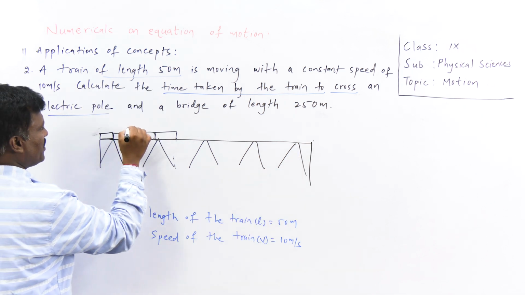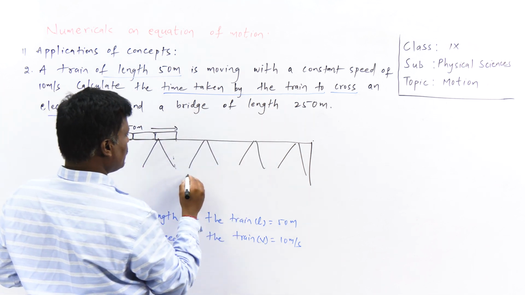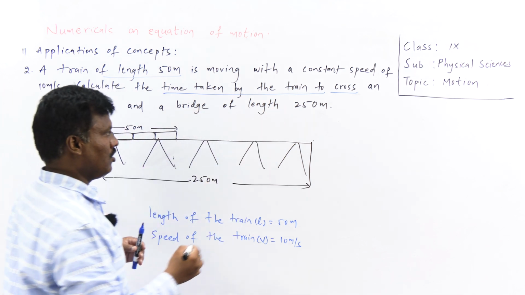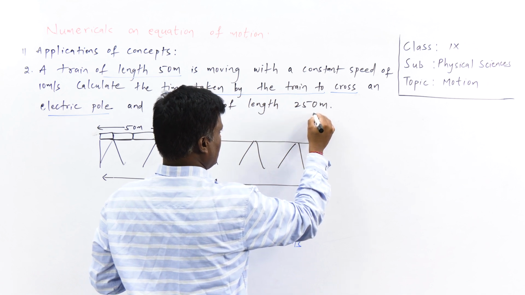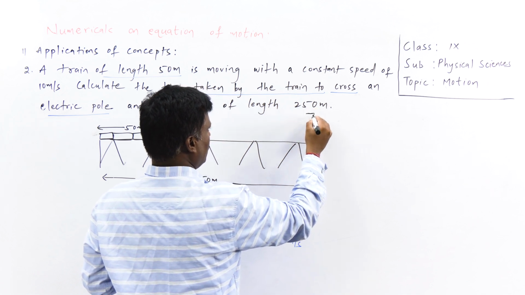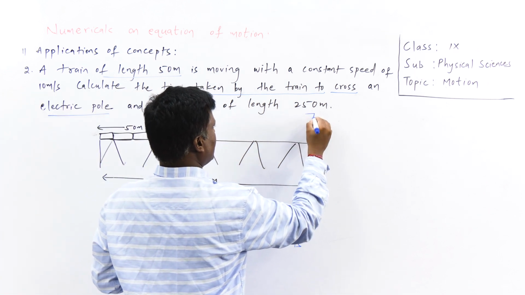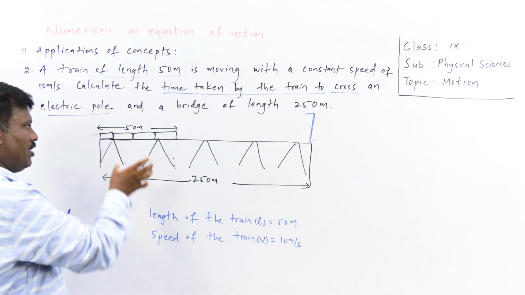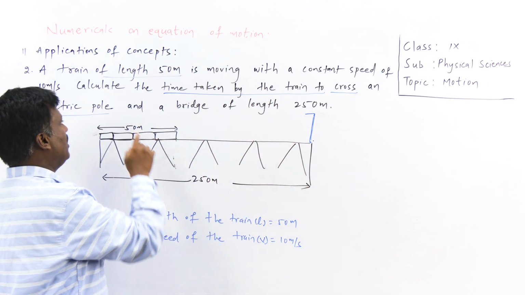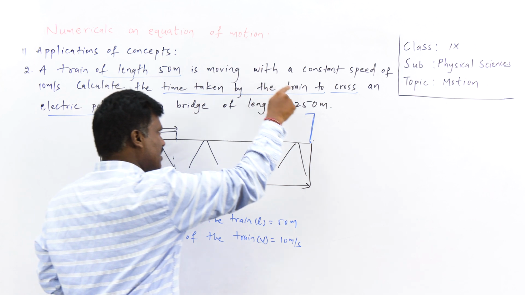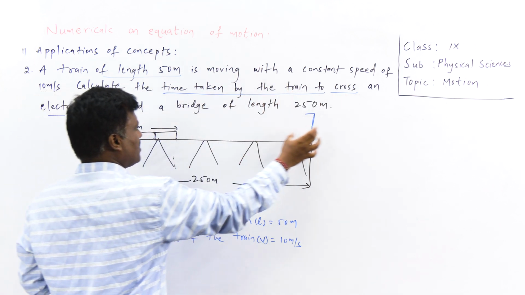What is the length of this train? 50 meters. And what is the length of the bridge? 250 meters. Here there is an electric pole. Imagine this is an electric pole. I draw the electric pole with a different color. This is the electric pole, right? Now when this train is passing over this bridge, we have to calculate the time taken by that train to cross an electric pole.